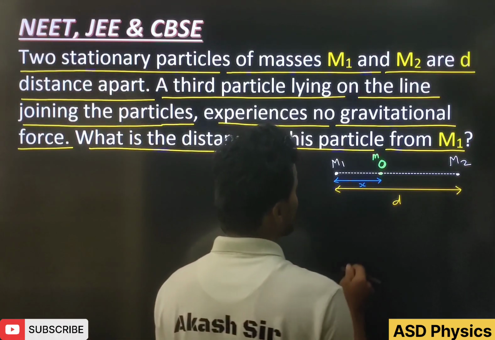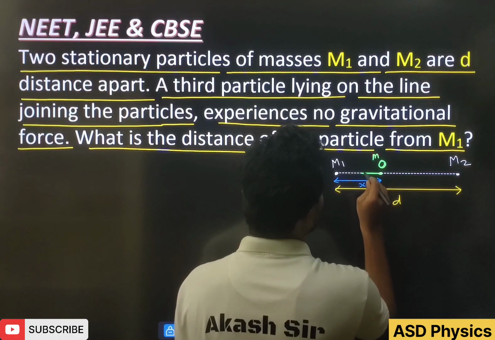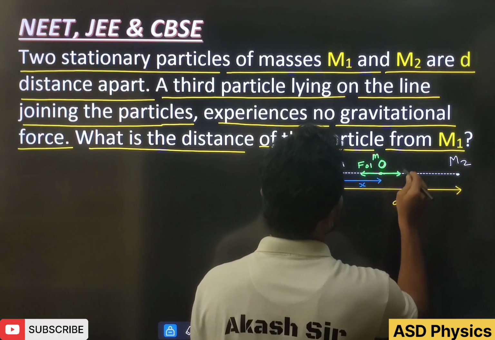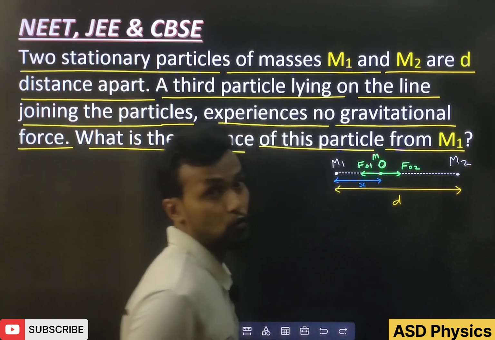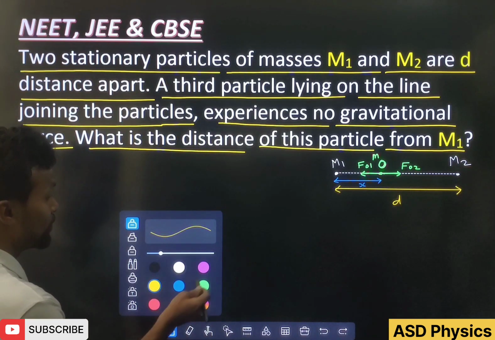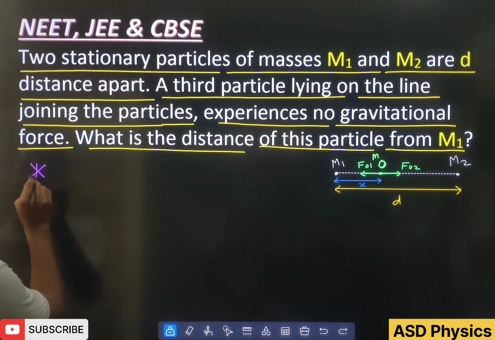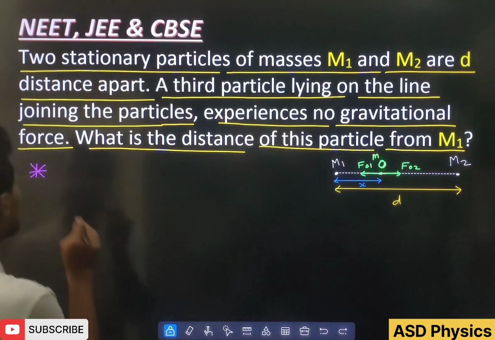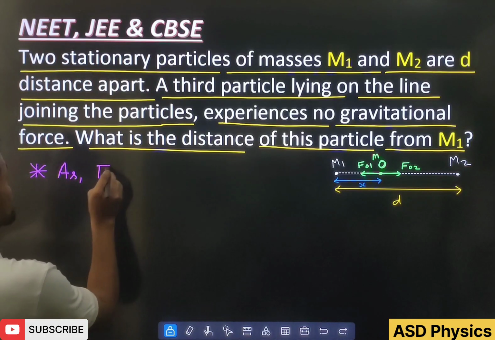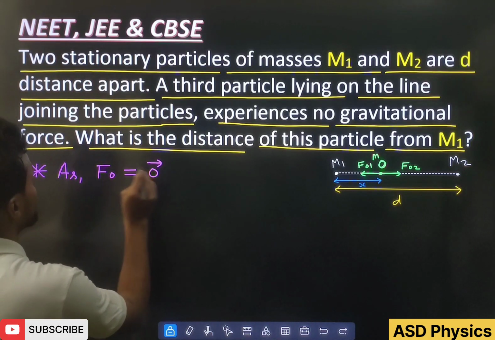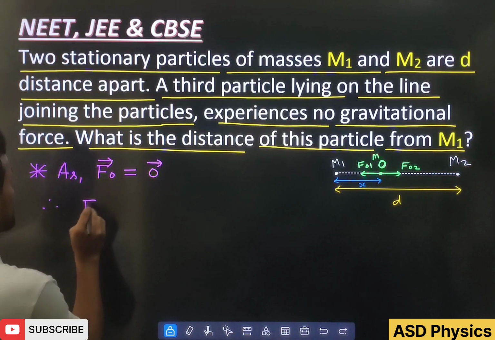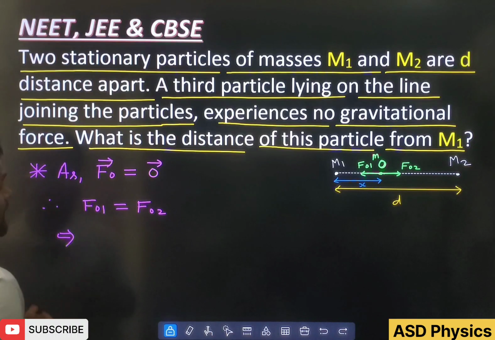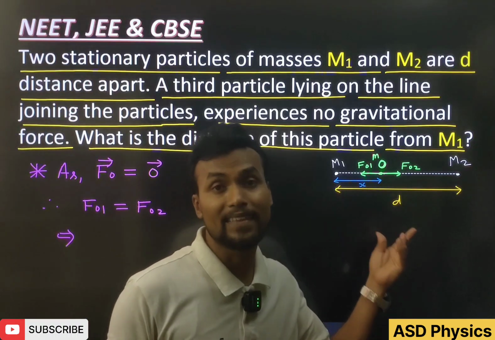Again, let's see here. Due to m1, there will be one force in this direction. I can write F01. And due to m2, one force in this direction, F02. And here it is experiencing how much force? 0 force. As it is experiencing 0 force, that means both the forces are balanced. So we can tell F0 is 0. Hence, balanced forces are there: same in magnitude and opposite in direction.